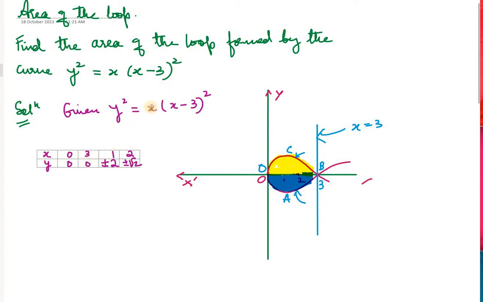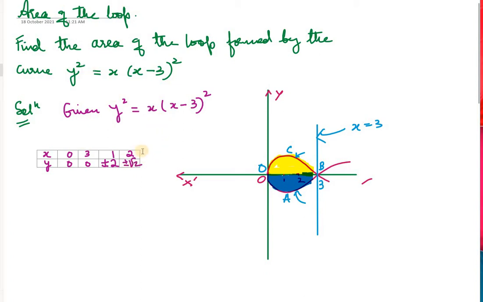Now when x is equal to 1, then it will be 1 into (1 minus 3). So 1 minus 3 will be minus 2, and minus 2 the whole square will become 4. y square is equal to 4, which means that y is equal to plus or minus 2. When x is equal to 2, then it will be (2 minus 3) inside. So 2 minus 3 will be minus 1, to the power 2 will be equal to plus 1, into 2. That means y square will be 2, which means y will be plus or minus square root of 2.